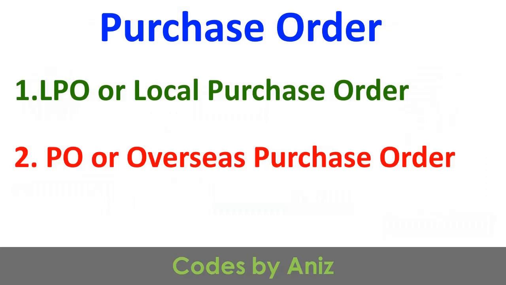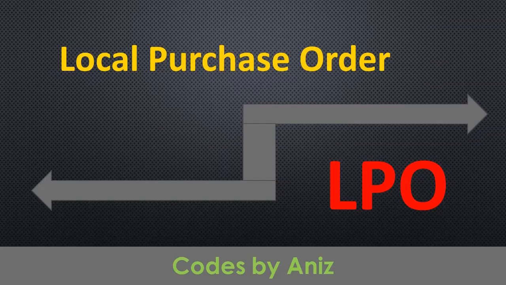There are two types of purchase order. The first is the local purchase order, otherwise called LPO. The second is the overseas purchase order, otherwise called simply PO. A local purchase order is normally simple because only the supplier and customer are involved. The risk is also very minimal as the supplier and customer deal from the same country, and you don't need to bring any third party guarantee into the process.